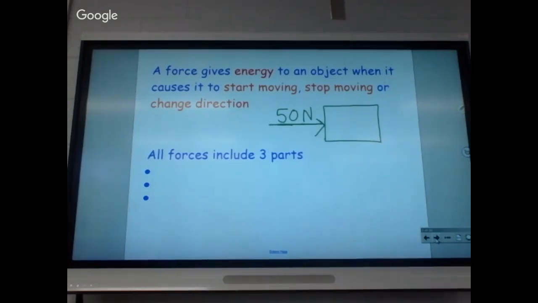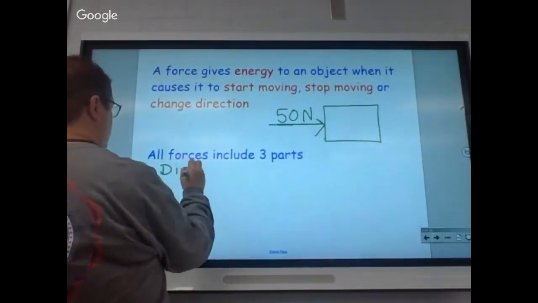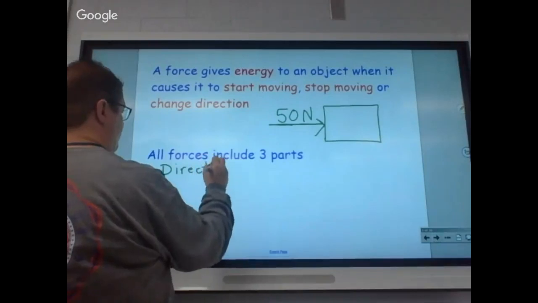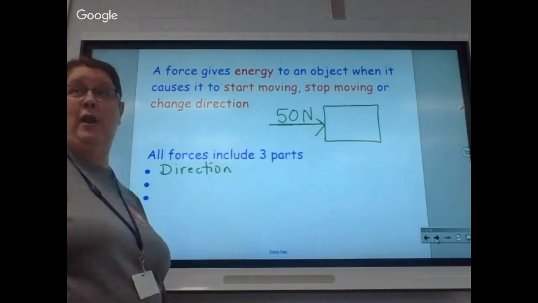So what parts am I showing in the picture? What do I have to show when I show the force? What do I have to illustrate? Direction. All right, it has to have direction. Okay, what else do I have to have? What else is right here? The arrow is the direction.